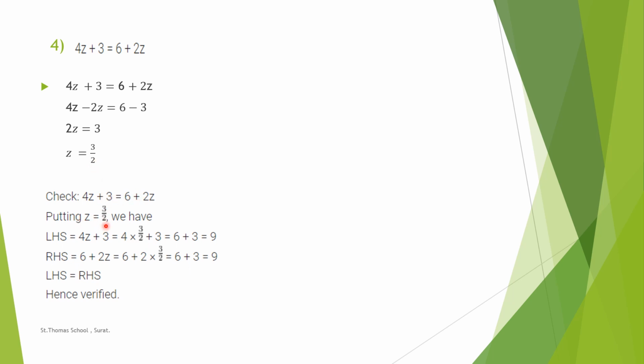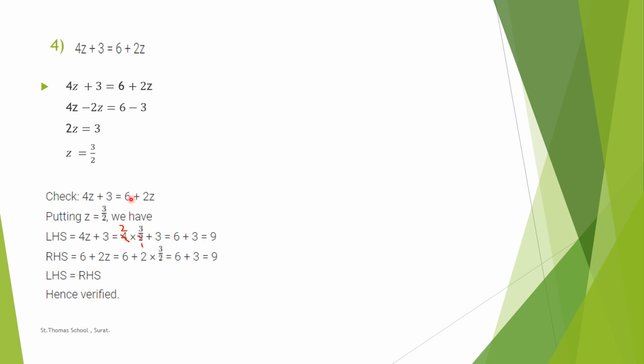Putting z is equal to 3 by 2, we have, what is LHS? 4z plus 3. So instead of z, you have to substitute the value of 3 by 2. 4 multiplied by 3 by 2 plus 3. Now we can cut here. 2 ones are 2 and here 2 twos are 4. Clear? Now 2 threes are 6 plus 3. 6 plus 3, answer is 9.